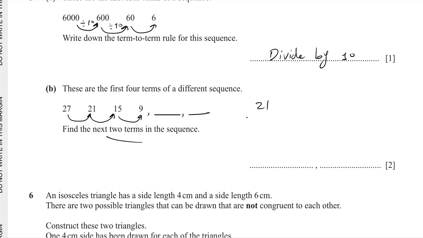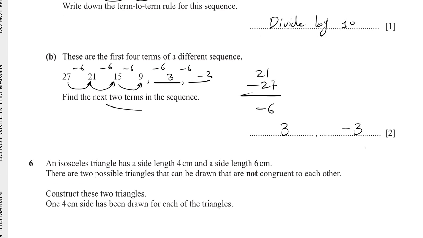So we have 21 minus 27. That's going to be equal to -6. So what's happening is we are subtracting 6 every time from each term to get the next term. So we have to do the same thing. Subtract 6, and 9 minus 6 is going to be 3, and 3 minus 6 is going to be -3. So your answer is 3 and -3.